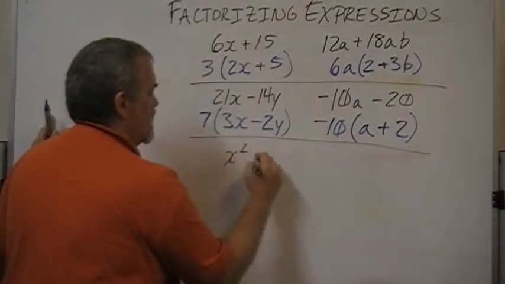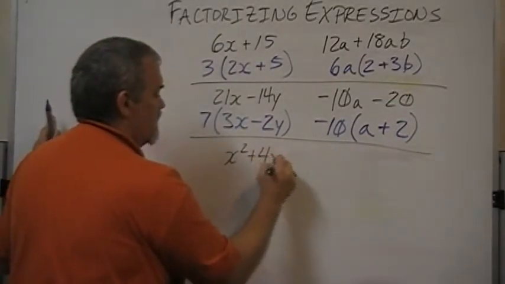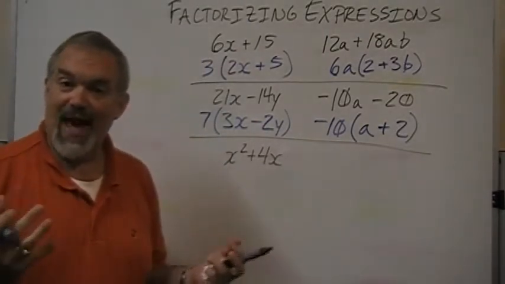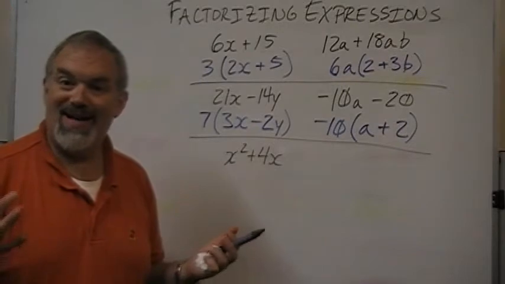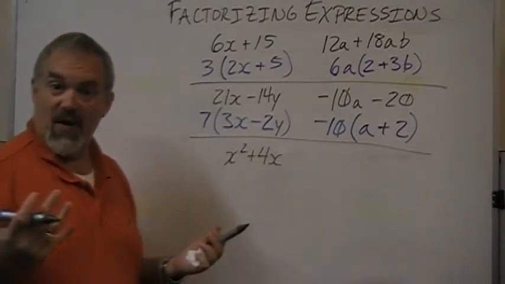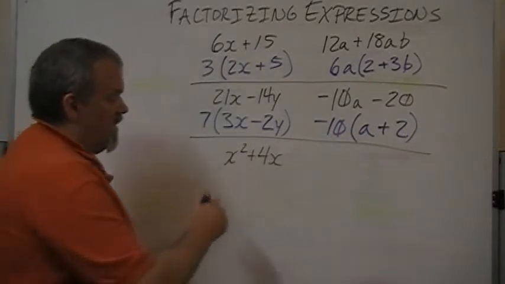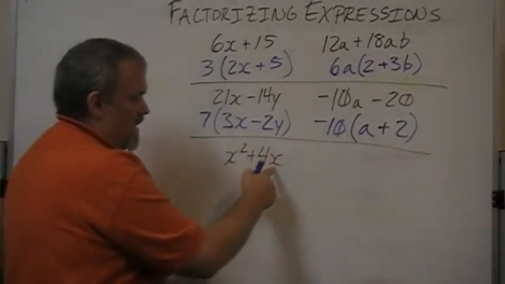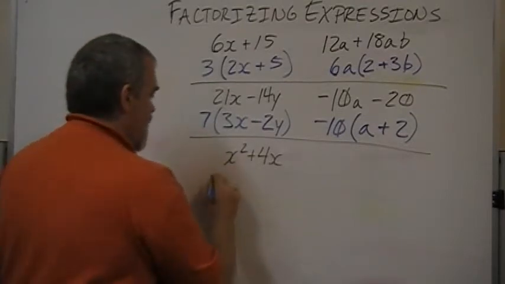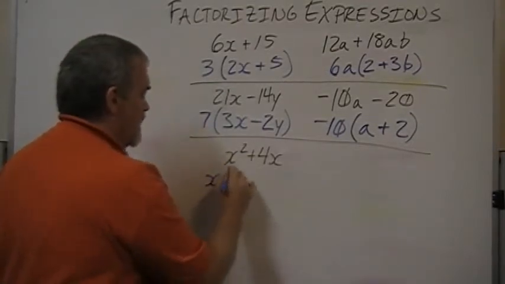x squared plus 4x. Now this time, this is slightly different because we don't actually have any numbers in common. We don't have any numbers that we can divide out. So the highest common factor doesn't actually involve a number. What does it involve? Well, there's x squared here, and there's x here, so we can divide out factor x. That is our highest common factor.